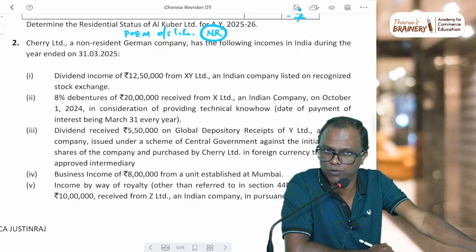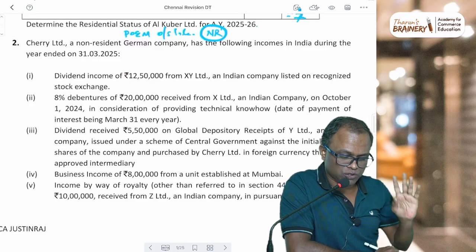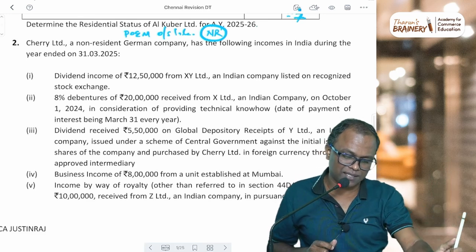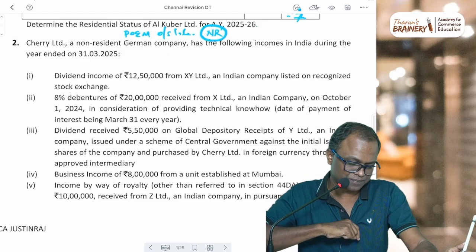Definitely 44DA is not possible because there is no permanent establishment, something like that. So two views are possible. I think in the suggested answer they are taking the view of no agreement. So normal rate. Normal rate means 35%.